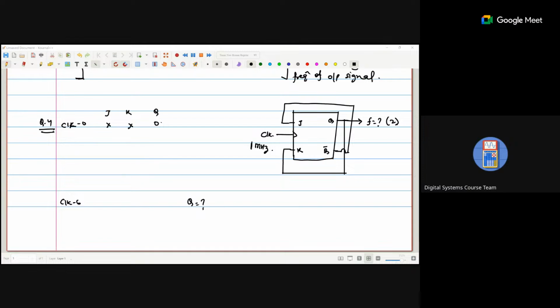Yes, what is the output? The frequency is 0.5, 0.5 megahertz. Yes, okay. And at clock 6 it's 0, I think. Okay, and what about the others? Anyone solve this one? So same.